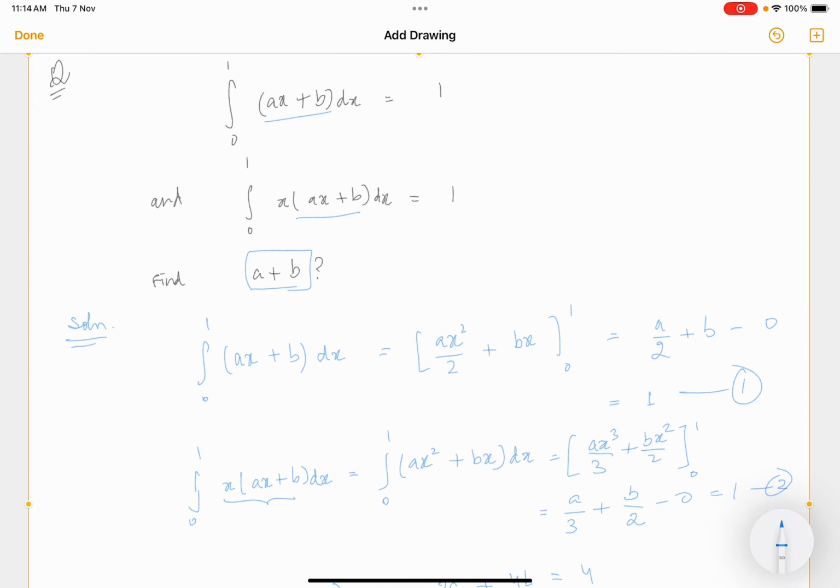As you can see here, we did not have to use any formula for integration by parts or integration of a product of two functions. It was a very simple integration problem, which then got converted into a problem in which you solve two simultaneous equations to figure out the values of a and b.